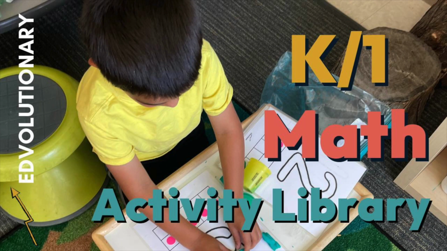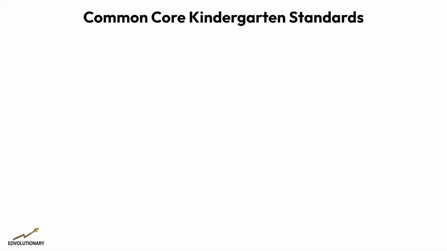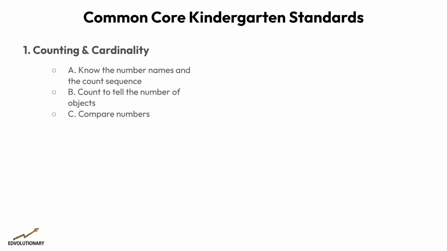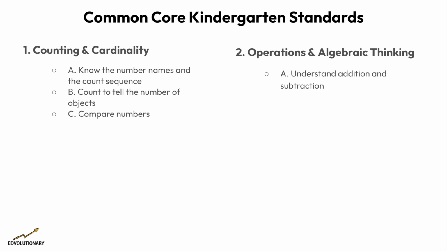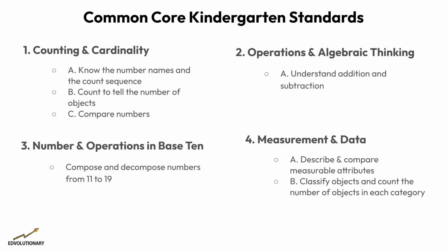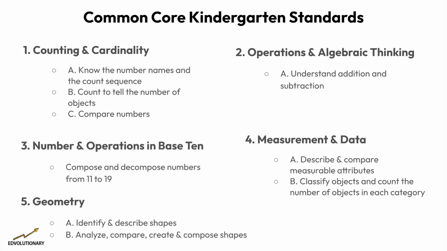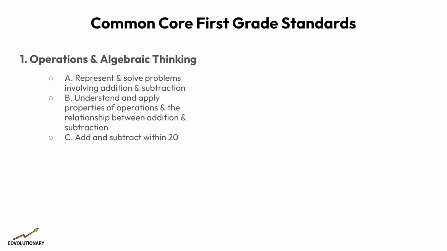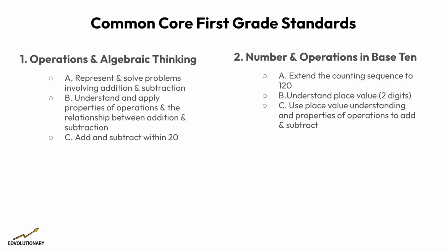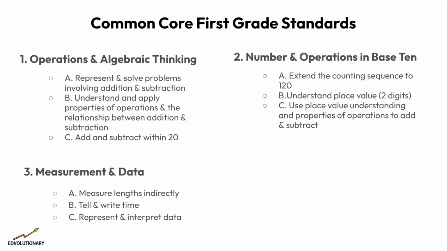So let's talk now about how the hands-on K1 math activity library is organized. We started with the Common Core standards for both kindergarten and first grade. Things like counting and cardinality, operations and algebraic thinking, number and operations in base 10, measurement and data, and geometry. And then, of course, the first grade ones: counting and cardinality goes away, but we have operations and algebraic thinking, number and operations in base 10, measurement and data, and geometry.